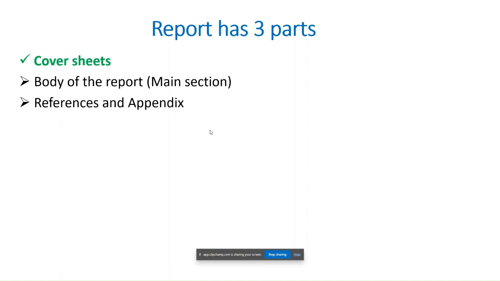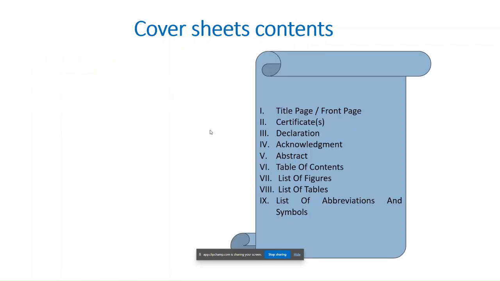In this first video of the playlist, we will be seeing how to edit the soft copy of the cover sheets. So a cover sheet basically has these contents. The first is the title page or the front page, and next you have certificate or certificates. During internship, you will have two certificates, one from the college and one from the company or organization where you interned. Then a declaration stating that you have not copied this work and you have not submitted it to another university for the award of degree.